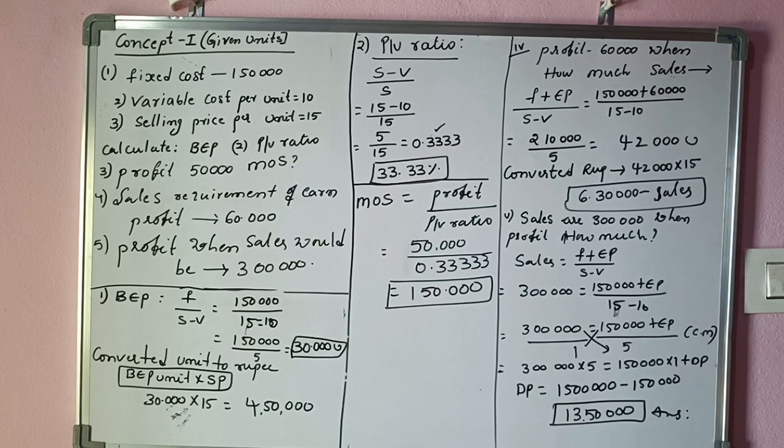The MOS formula is profit by PV ratio. The profit is given in the third point. The profit is 50,000, how much is the MOS? The profit is 50,000 and the PV ratio is already calculated as 0.3333. We get the answer 1,50,000.